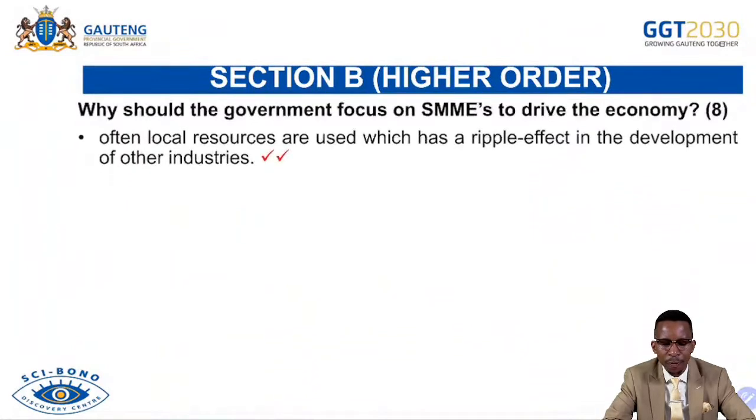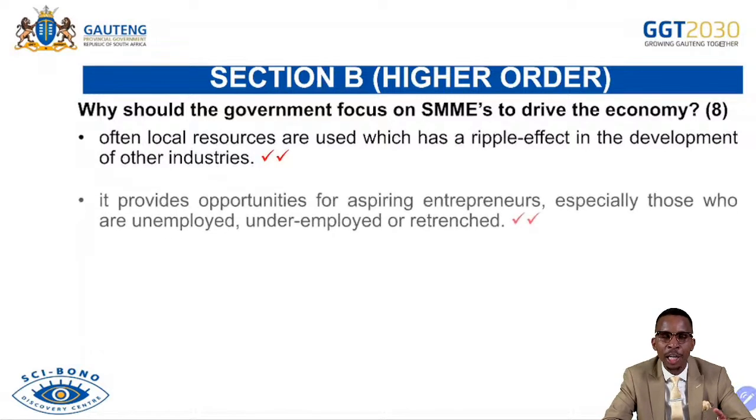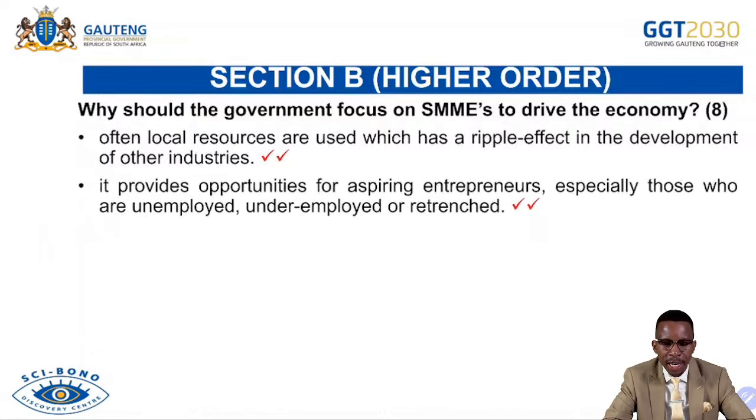And then often local resources are used, which has a ripple effect on the development of other industries. On small businesses or SMMEs, local resources will be used to produce goods and services that will benefit and ensure the development of local industries. It provides opportunities for aspiring entrepreneurs, especially those who are unemployed, underemployed, or retrenched.